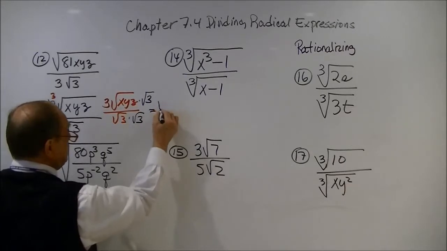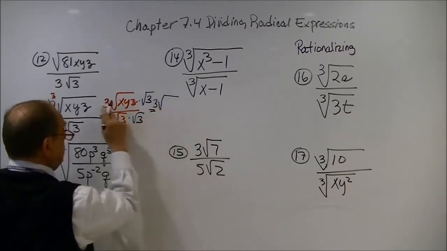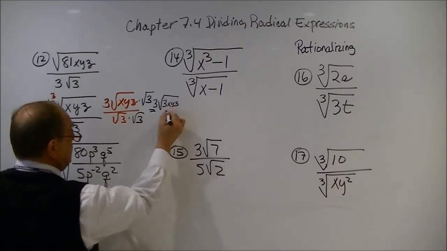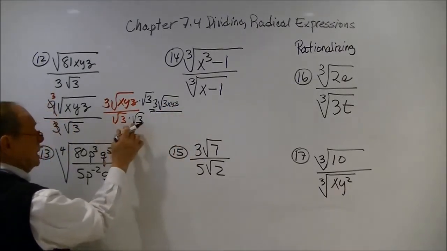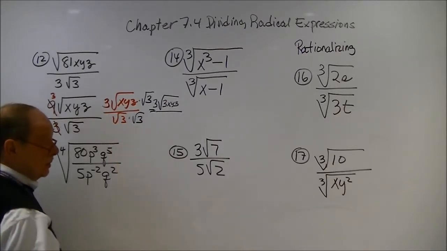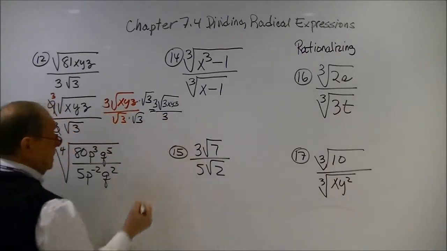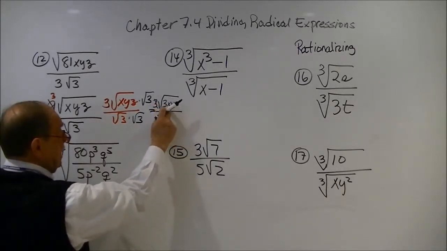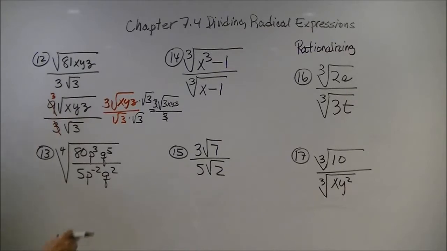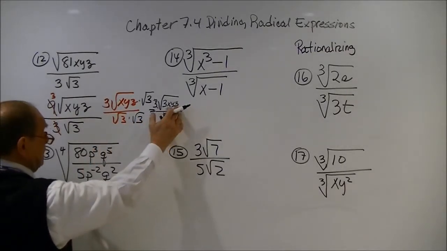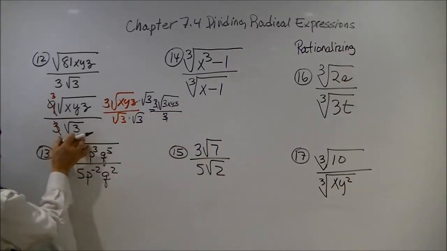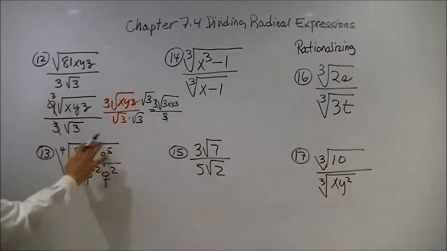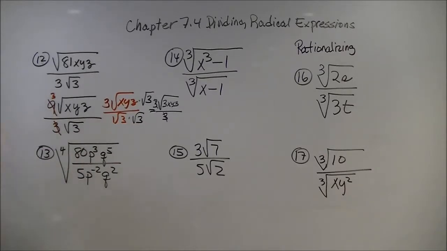This then becomes the square root of 3xyz, and the square root of 3 times the square root of 3 becomes the square root of 9, which is 3. And now these last 3's cancel out, and that's the final answer. But it's difficult, as I see it, to get that final answer without rationalizing this denominator, which we don't start until a little later in this lesson. But that's how I did it.